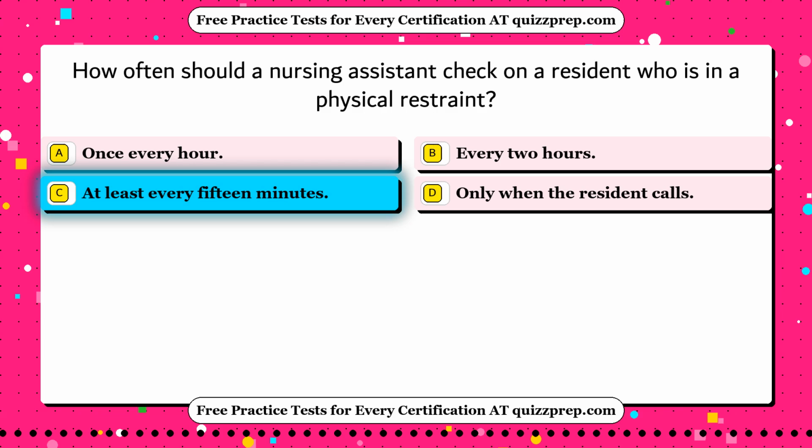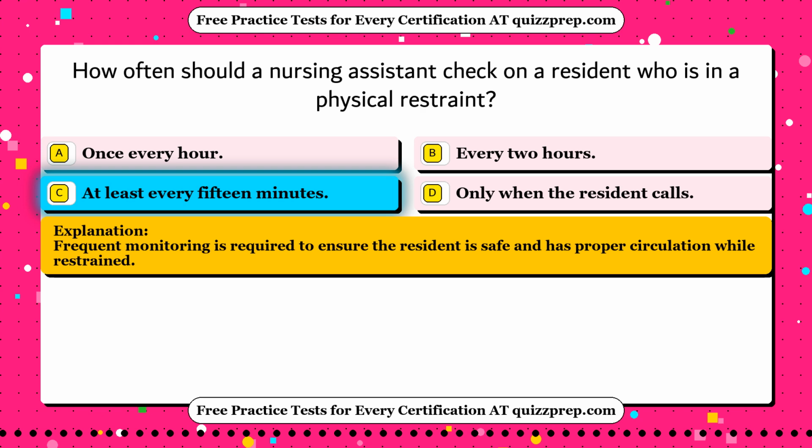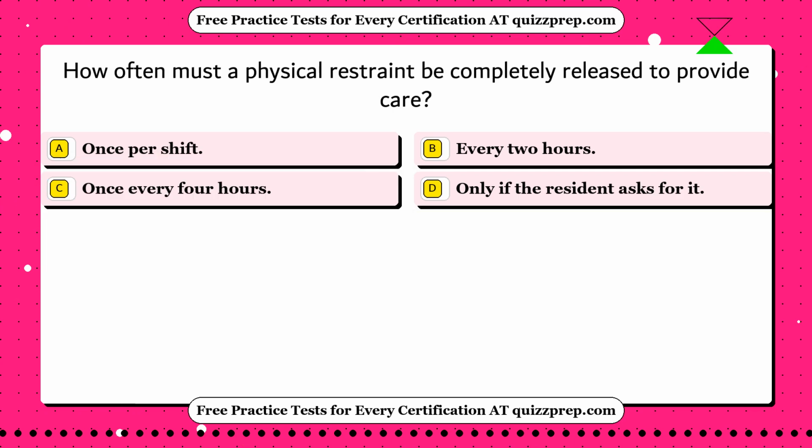The correct answer is option C. At least every 15 minutes. Frequent monitoring is required to ensure the resident is safe and has proper circulation while restrained. Question 24. How often must a physical restraint be completely released to provide care?